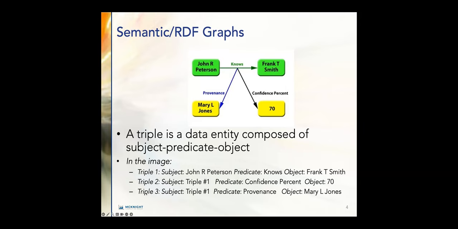Now, in an RDF graph, you cannot have attributes on the edges, on the relationships. And so for that, you have to fork off another relationship, a relationship from that relationship. So triple two, in this case, is the subject is actually triple one. It's the relationship between the vertices of triple one. And the predicate is, let's say, confidence percent, and the object is 70. So on and on and on.